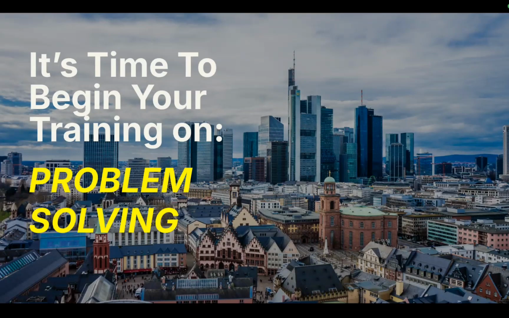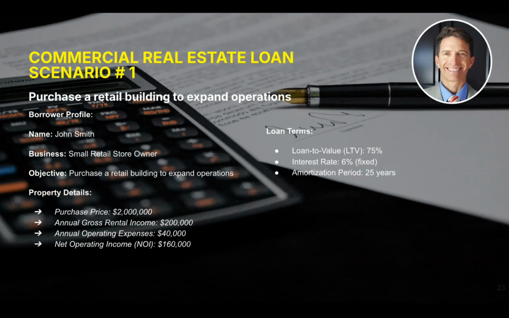It's time now to begin your training on problem solving. Let's start with the very first commercial real estate loan scenario. So this is number one. This is for a purchase of a retail building to expand operations. The borrower's name is John Smith, and we're going to go over his profile.